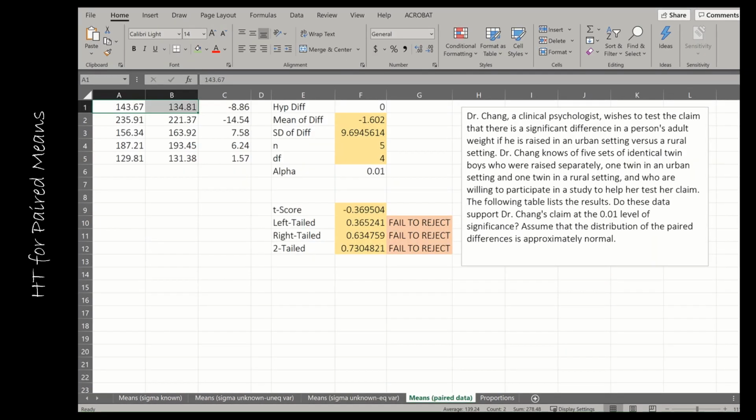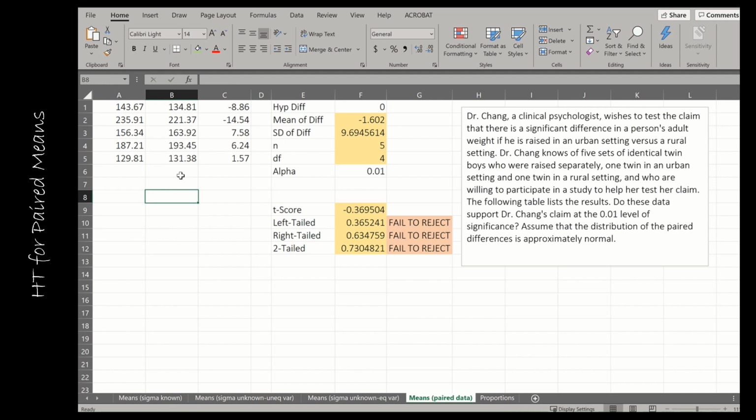Let's take a look now at a paired question. So all of the examples that we've looked at so far were independent samples, and in this case I want to look at dependent samples. So what we're dealing with is sets of twins. The first column is weights of a twin that was raised in an urban environment, and in column B is the corresponding twin who is raised in a rural environment. And we're interested in the differences in their weights.